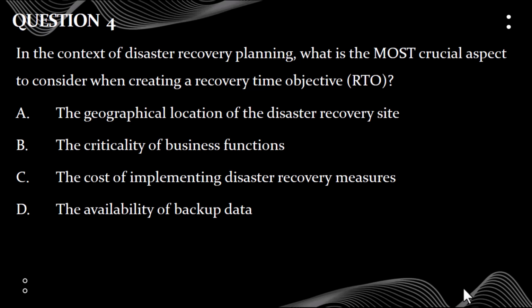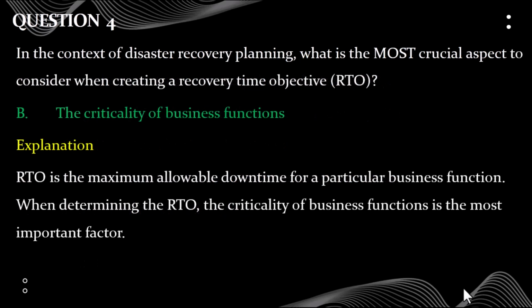If we look at all the options, they seem correct, however, we need to focus on the emphasis in the question. The emphasis is asking for the most crucial aspect to consider when creating a recovery time objective. So because of that, we'll be going with option B. The criticality of business functions is the most crucial aspect to consider when creating a recovery time objective. The recovery time objective is the maximum allowable downtime for a particular business function. So when determining the RTO, the criticality of business functions is the most important factor.